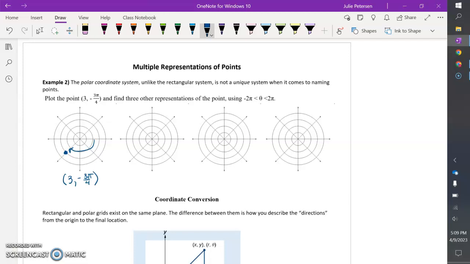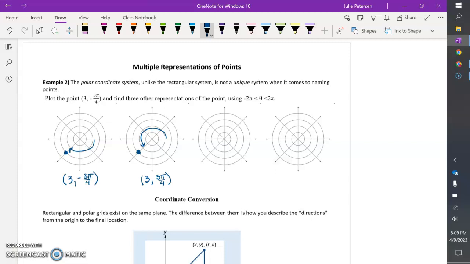We're going to work just with angles between negative 2 pi and positive 2 pi. So you can imagine that we could be at the same place, but instead of that negative rotation, we'd have a positive rotation. So our r value would still be 3, but our angle, instead of being negative 3 pi over 4, would be positive 5 pi over 4. So that's what we can do with our positive r value.